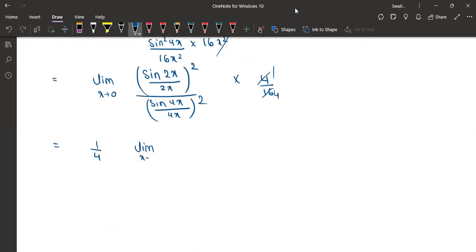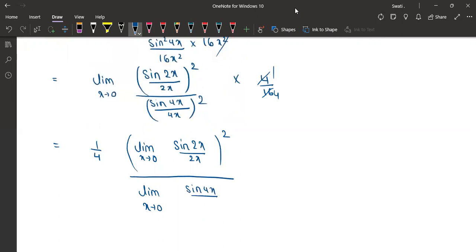So limit will get distributed. So limit x tends to 0, sine 2x and then upon 2x whole square. That we can also write like this. That is absolutely okay. And then the limit will go in the denominator as well. So this will become sine 4x upon 4x and then whole square.